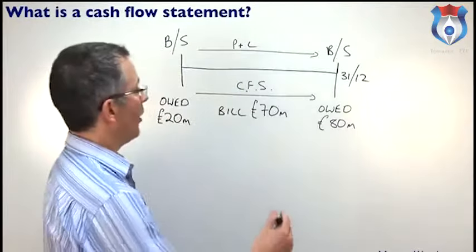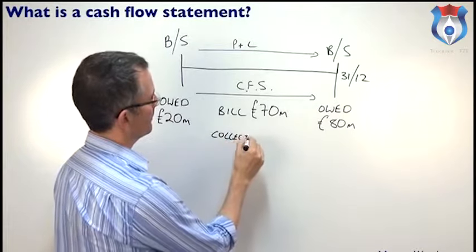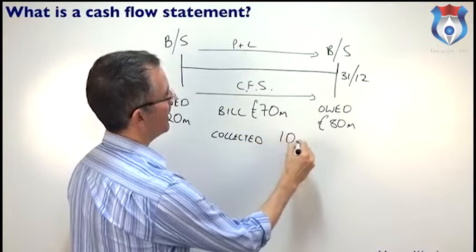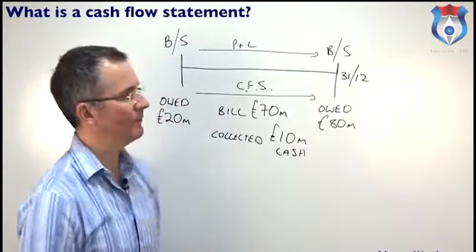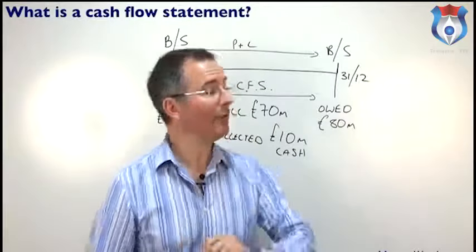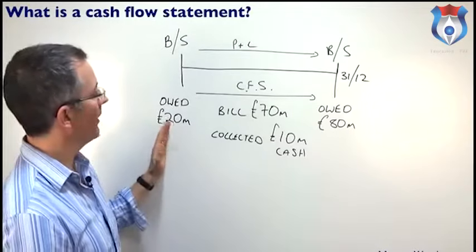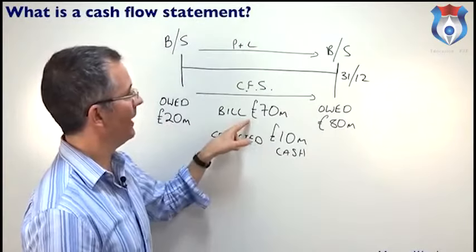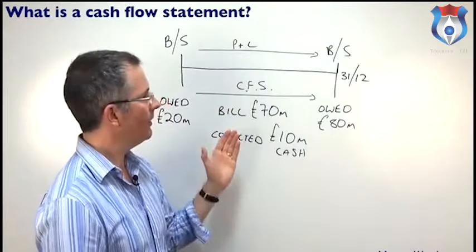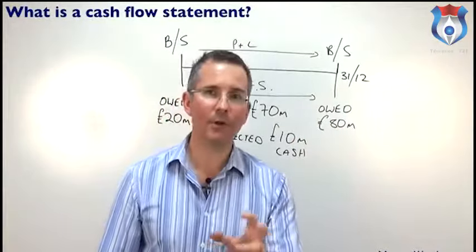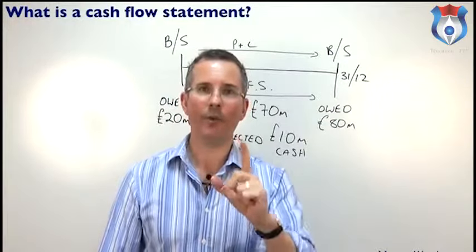What does that tell you? Well, it tells you that you must have collected 10 million in cash. Because that completes the story. Otherwise, how do you get from there to there? So you start off being owed 20 million. You bill 70. So if your customers don't pay you, you're now owed 90 million. But actually, when you look up what your customers owe you at the end of the period, it is only 80. Wait a minute. We must have received some cash.